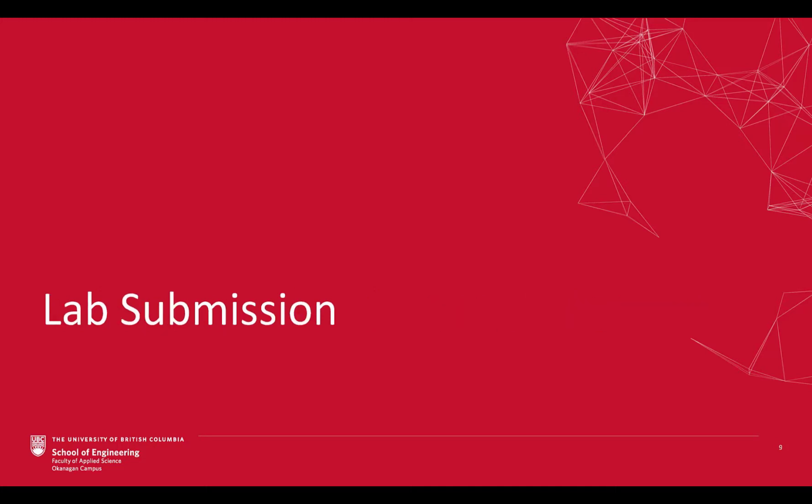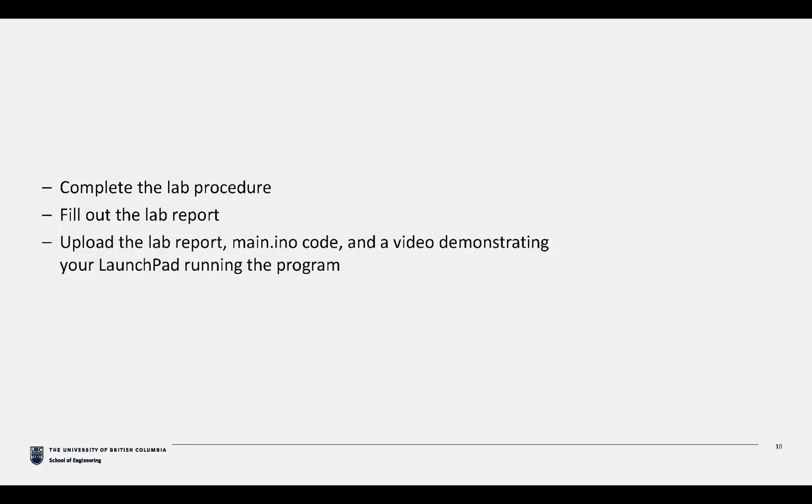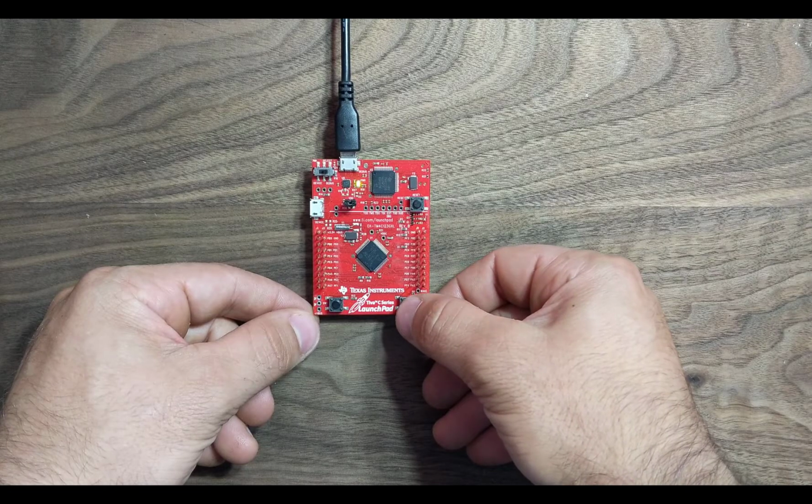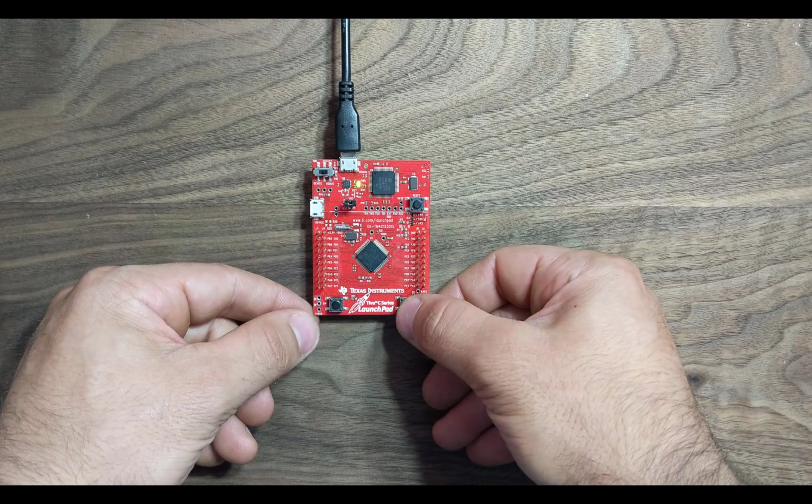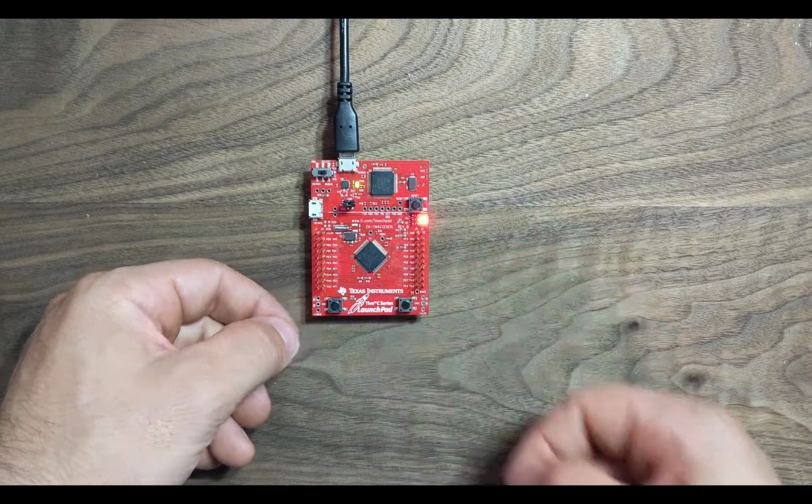As for the lab submission, please fill out the lab report, record your final working product, and submit those two items with your main.ino file to Canvas for marking. If your Part 3 is working properly, it should look like mine here. You'll see that the LED blinks normally, but by clicking the second button, I can change what color is flashing.